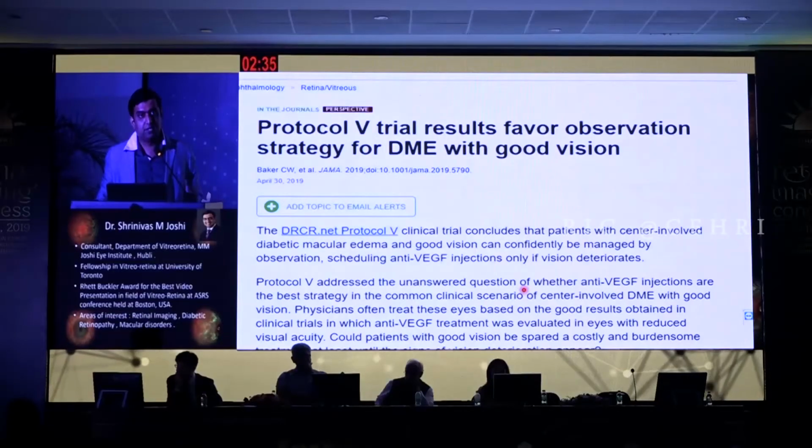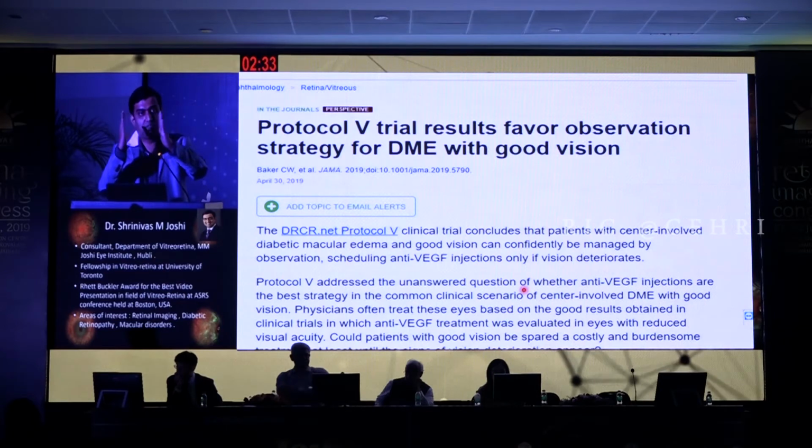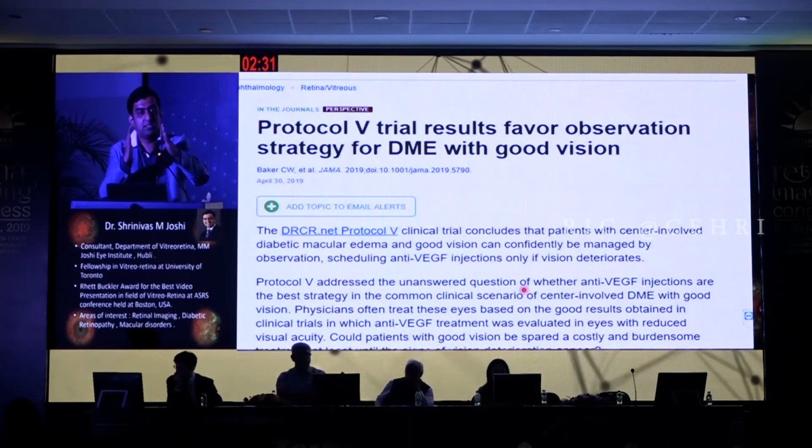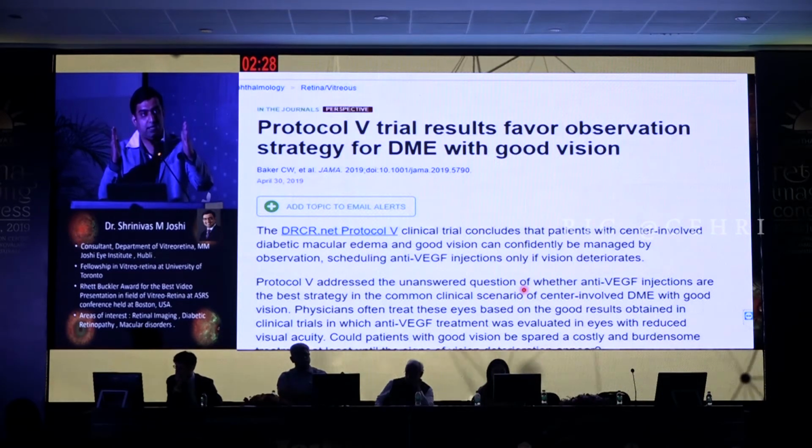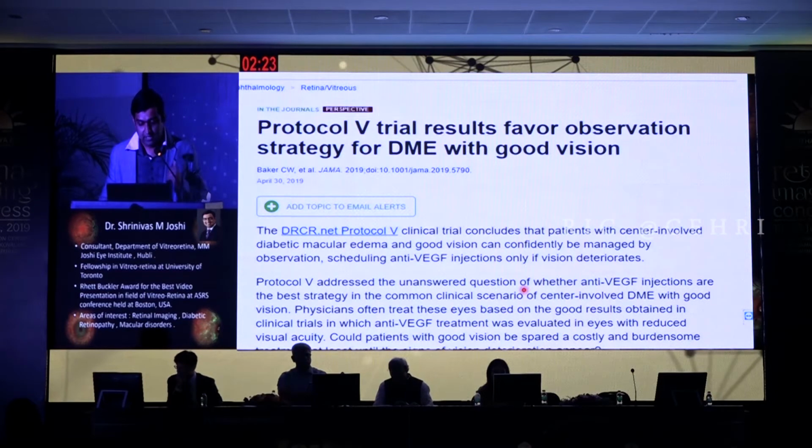That is what Protocol V has recently very nicely said, when they compared the laser group, the observation group, and the aflibercept group in patients having good visual outcome in diabetic macular edema. Over the end of 2 years, there was no statistically significant difference between the three groups, indicating that in DME with good vision, observation can be made. In non-center involving, you can treat it either with focal laser or with MPLT, and they act pretty well if the thickness is less than 400 microns.